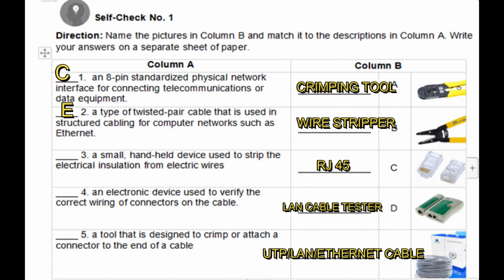Number 3, a small handheld device used to strip the electrical insulation from electrical wires. So that is for letter B, wire stripper. Number 4, an electronic device used to verify the wiring of connectors on the cable. That is for letter D, LAN cable tester. And number 5, a tool that is designed to crimp or attach a connector to the end of a cable. That is for letter A, crimping tool.